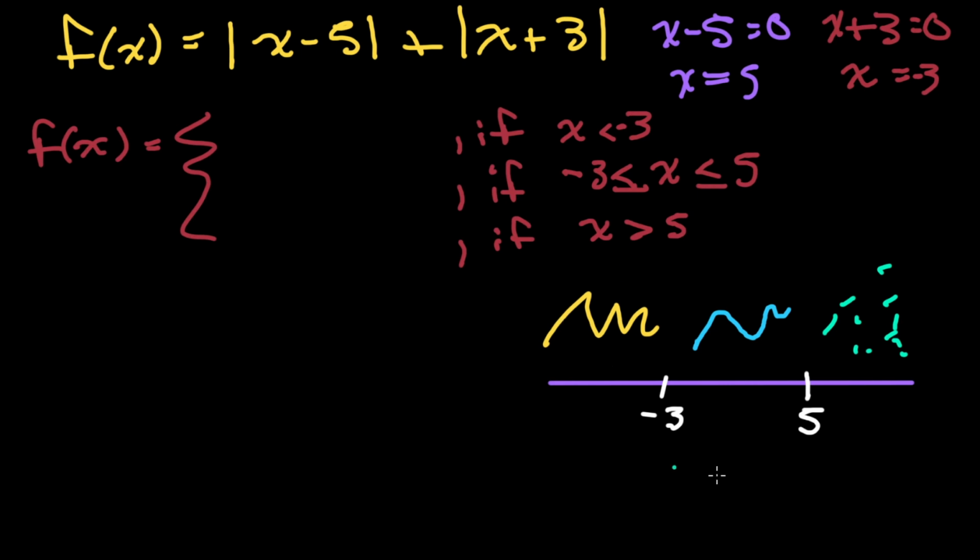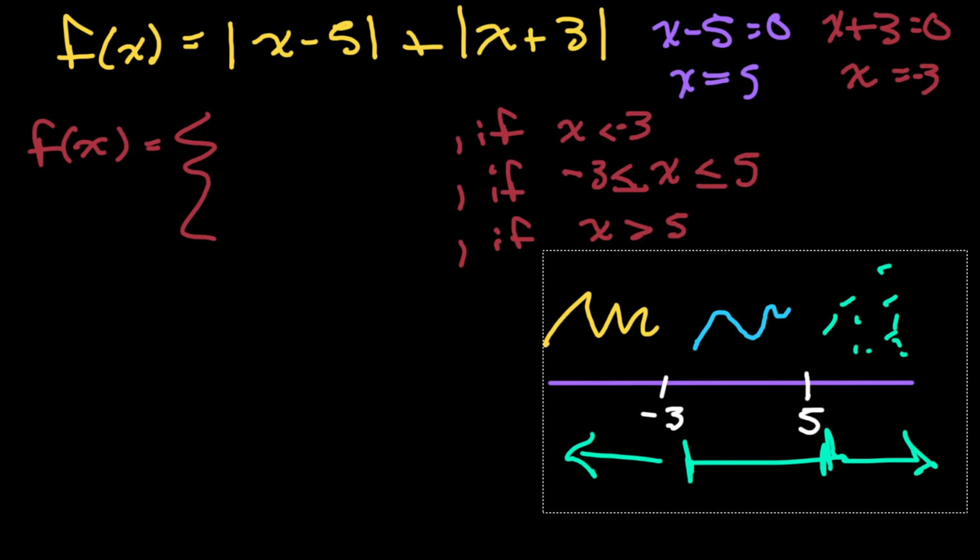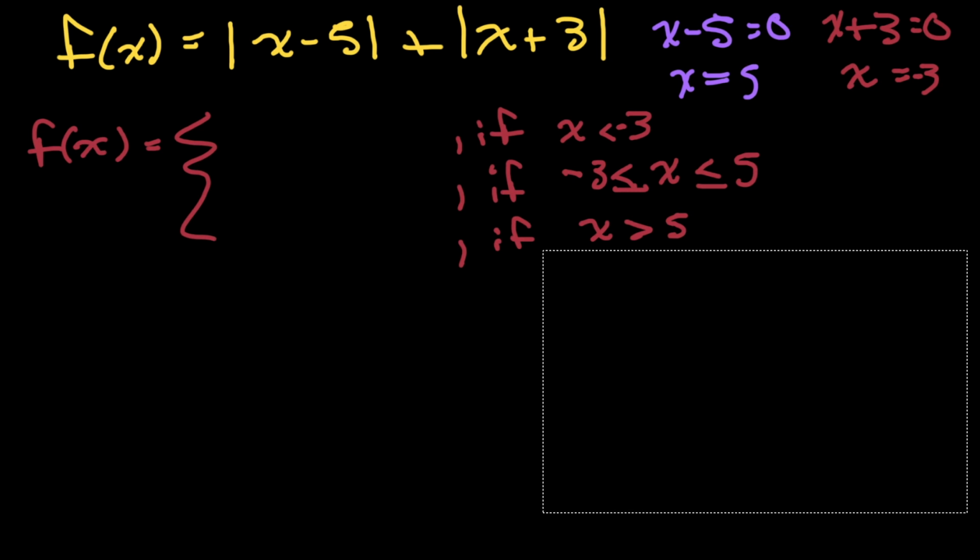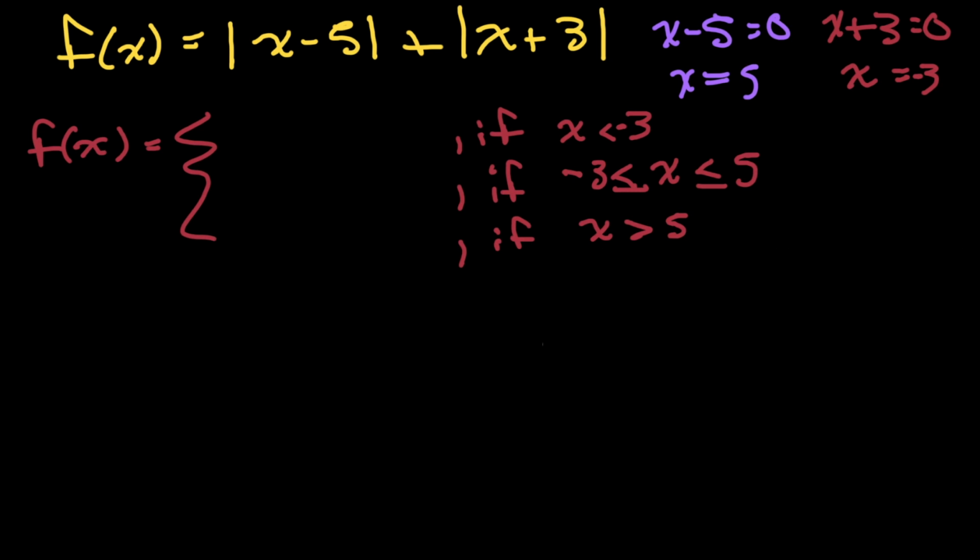And so that's how I got my parameters here: when x is less than negative 3 is this way. When x is greater than or equal to negative 3 and less than or equal to 5 is this guy in here. And then when x is greater than 5 is this guy over here. And so hopefully that made sense to you, the way that I explained it. And so that's how I got my parameters.